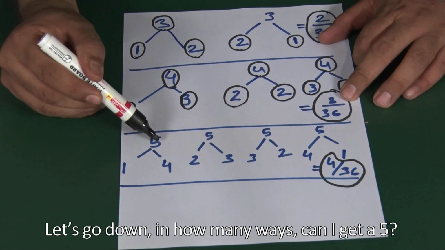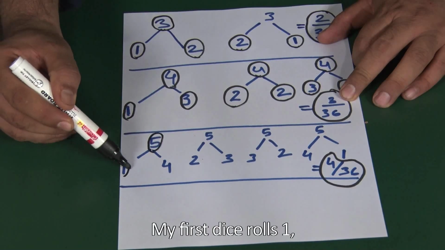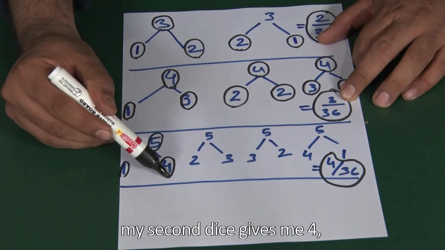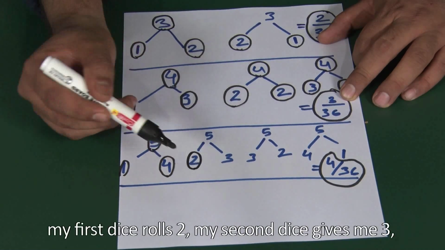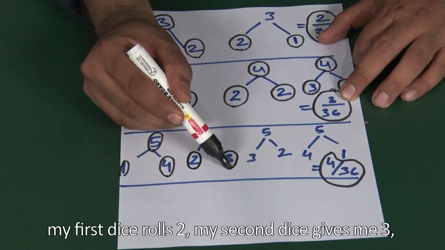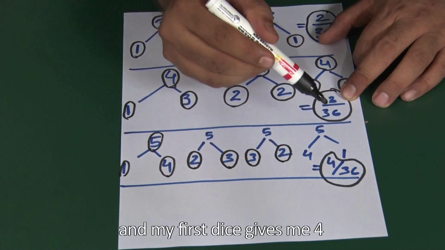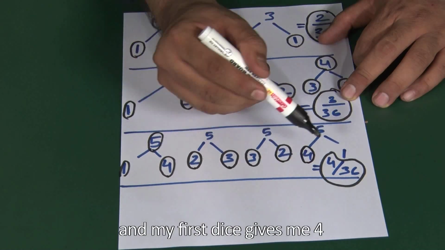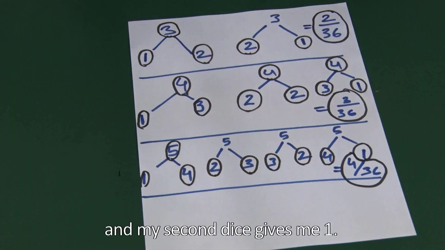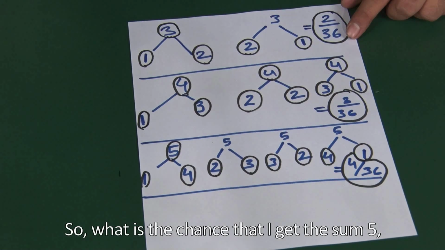In how many ways can I get a 5? My first die rolls 1. My second die gives me 4. My first die gives me 2. My second die gives me 3. First die gives me 3 and my second die gives me 2. And my first die gives me 4 and my second die gives me 1. So what is the chance that I get the sum 5?